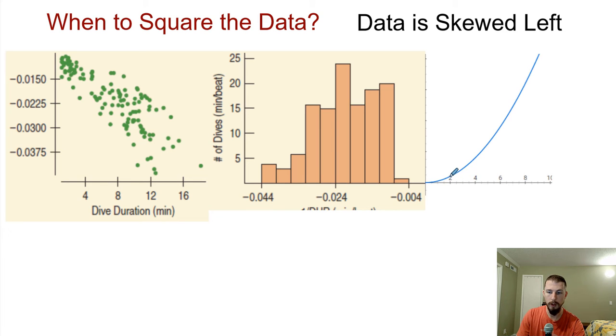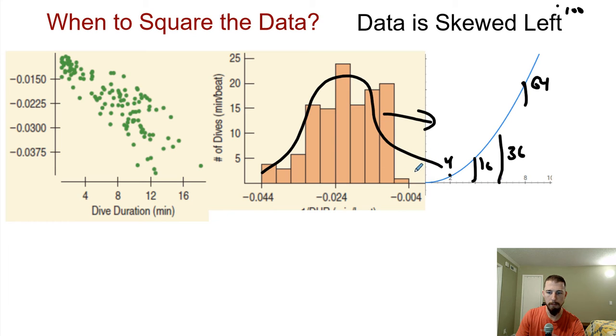So 2 squared would be 4. 4 squared would be 16, right? 6 squared is going to be 36. 8 squared is going to take it all the way up to 64, and then 10 squared is going to go all the way up to 100. So it's going to take these higher values and push them out, and it's going to make this more symmetrical, which is nice. The things that are lower are not as affected by squaring the data.